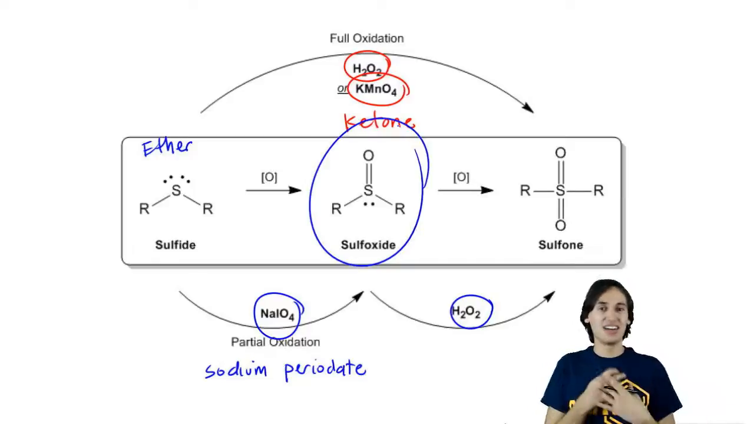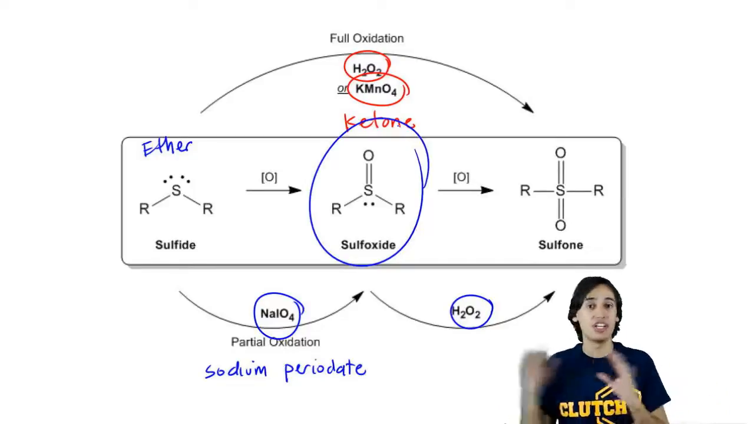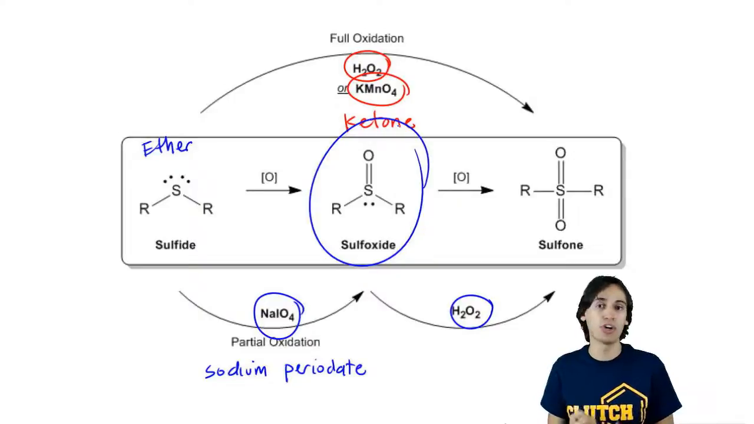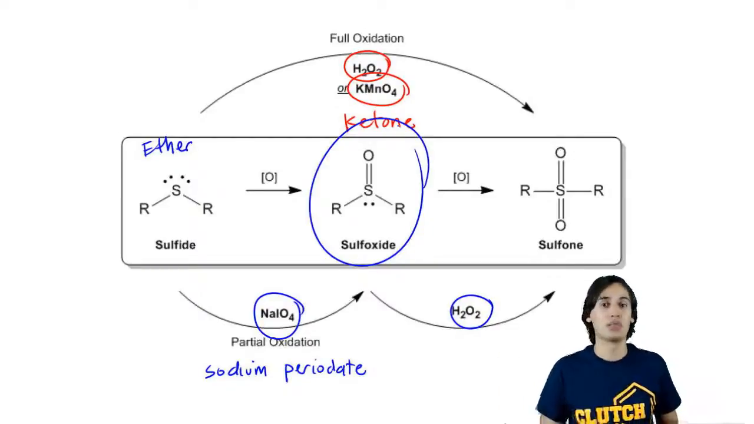So really, this is not a very hard topic. I just want to introduce these 3 different oxidation states of sulfur and let you know what the different reagents are. I hope that made sense. Let me know if you have any questions.